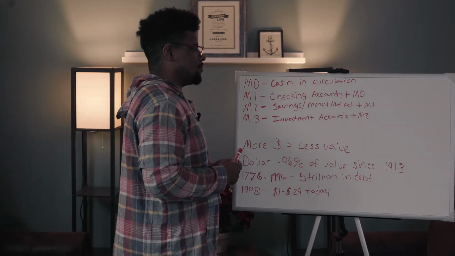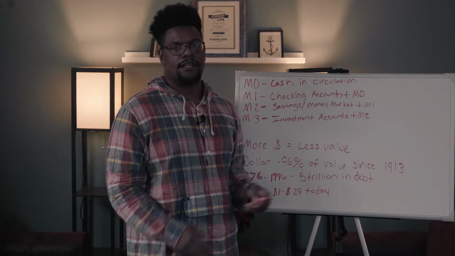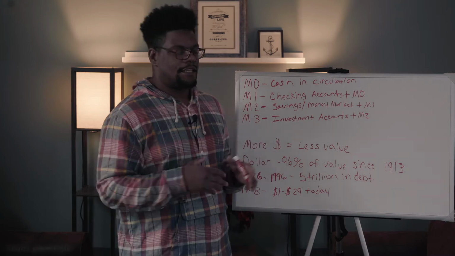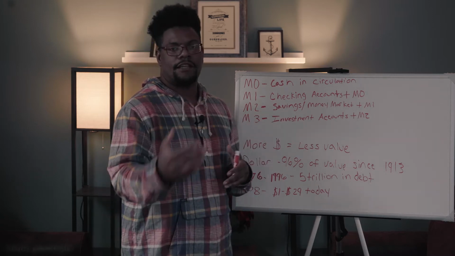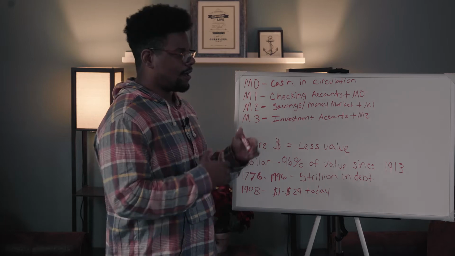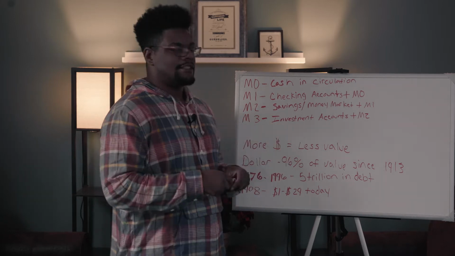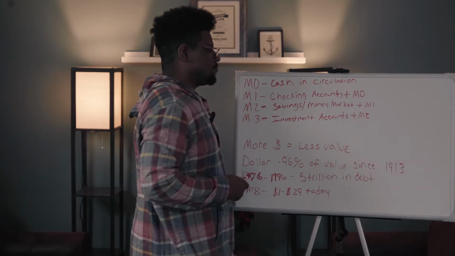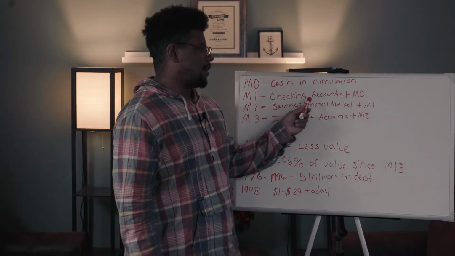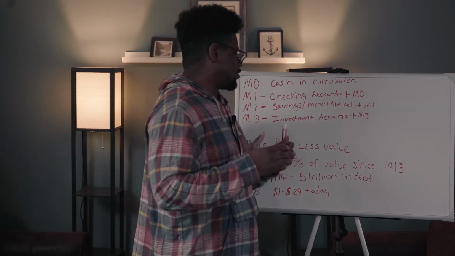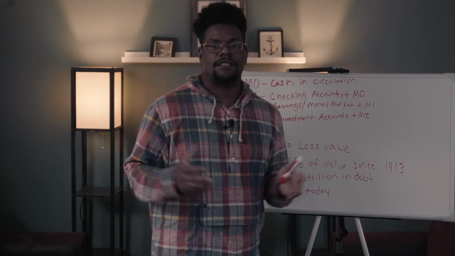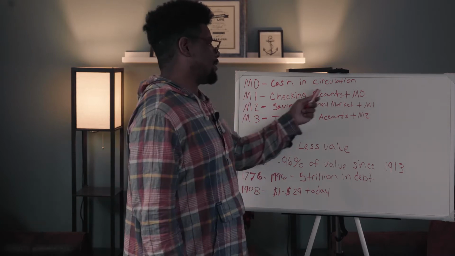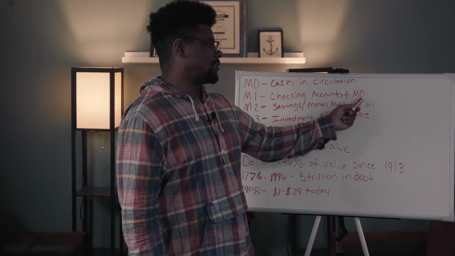So M0 is the total cash in circulation. This is the cash that is going around the economy, the cash that people have, and they're circulating it, and they're buying stuff. They're buying a cup of coffee, they're buying this, they're buying that. This is the total cash in circulation. So that is M0. M1 is checking accounts plus M0. This is the total balance of the checking accounts in our country, plus how much cash is in circulation.